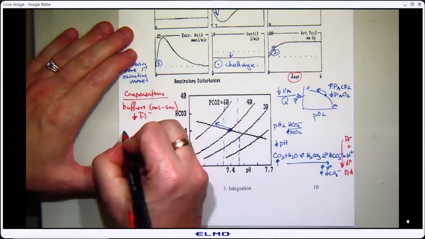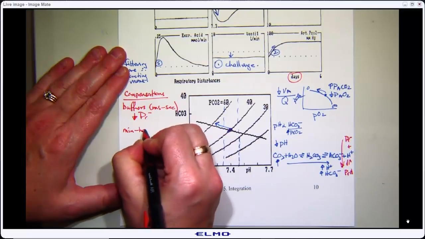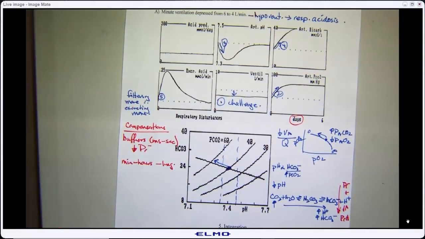On our minutes to hours time scale would be the lung. At the moment, the lung is the problem, right? So the body would certainly try to fix with the level of the lung, but it's not going to work because the lung is the problem, okay?